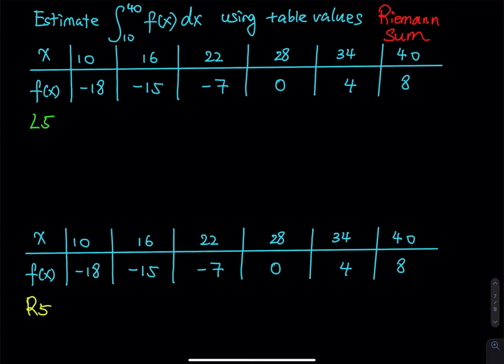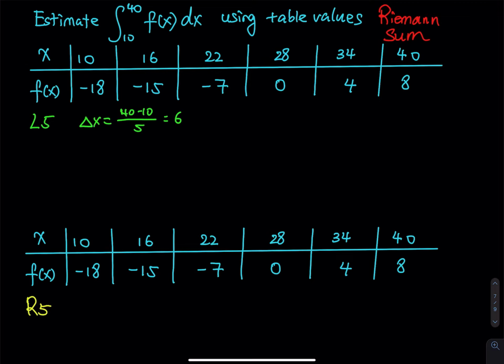Since if you look at the integral, the lower limit is 10, the upper limit is 40. So I know that it goes from 10 to 40. So delta x is equal to maximum minus minimum divided by 5 subintervals. So you have 30 divided by 5, that is equal to 6.